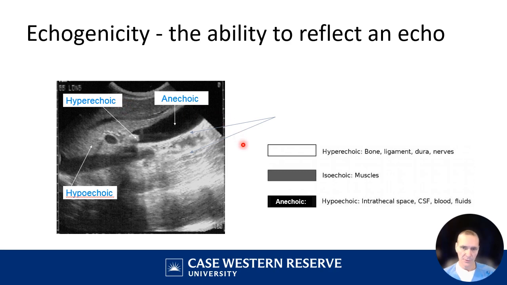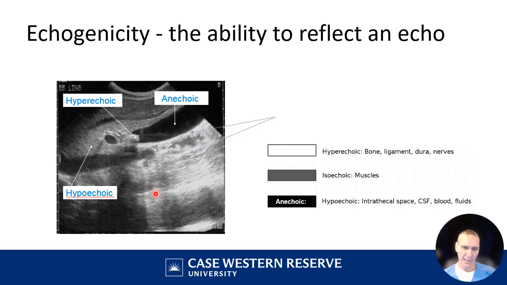Hyperechoic, so those are things that reflect a lot of echoes, so dense structures in the body, things like bone, ligaments, dura, nerves, the pericardial sac, the parietal and visceral pleura. Those structures will be white or hyperechoic. And then tissue, muscles, those will be some sort of iso or hypoechoic finding, or gray on the actual screen.